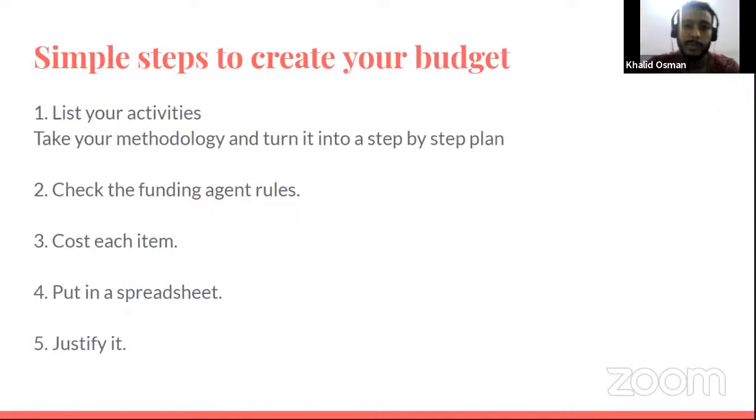These are simple steps to create your budget, because when you actually start writing your budget, you don't know from where to start. The first thing you should do is know your protocol in and out. You have already created your research proposal. You know what you have to do. List all the things that you are going to do. Take your methodology and turn it into a step-by-step plan. After that, check the funding agent rules, cost each item, put in a spreadsheet, and then justify it.